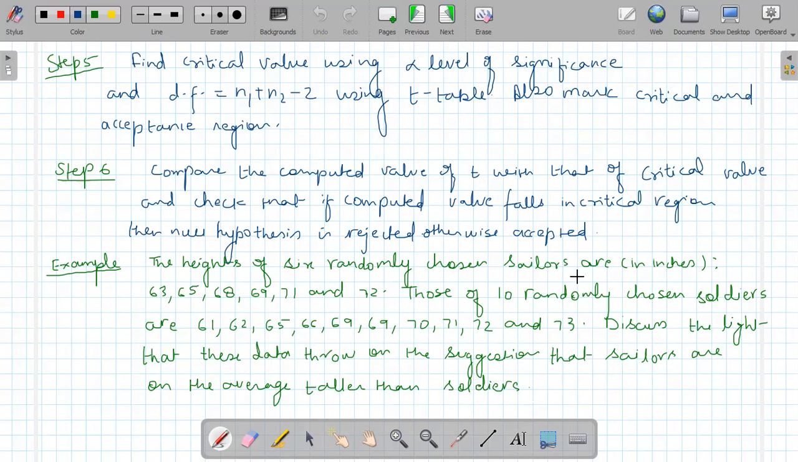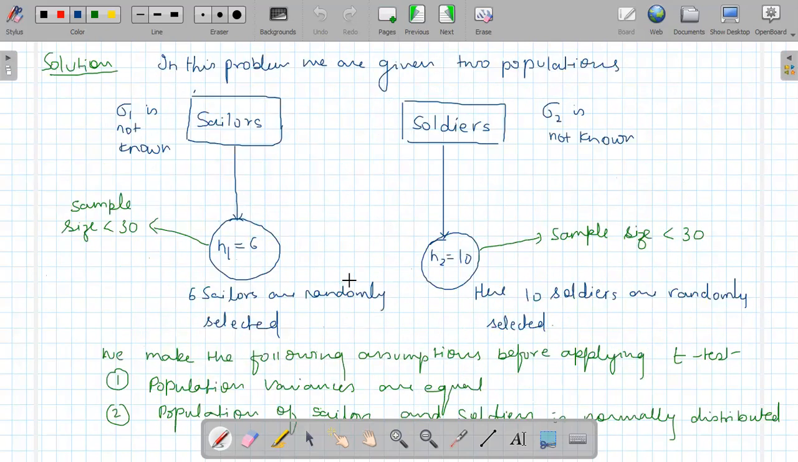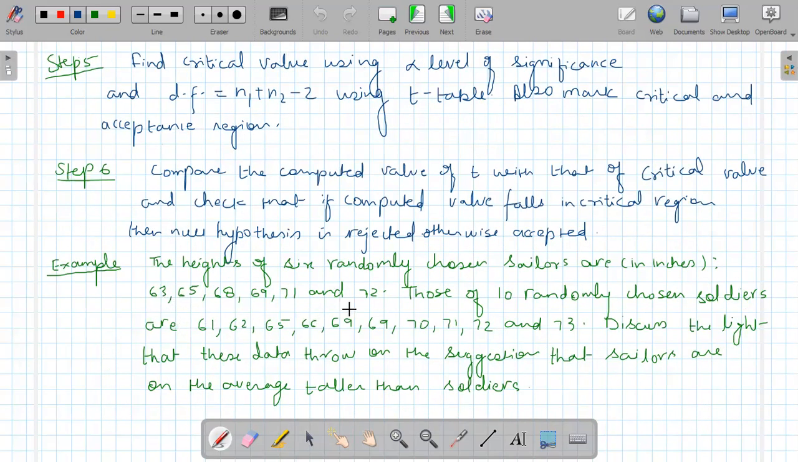Here we have two populations. One population is the population of sailors and second is the population of soldiers. From first population, 6 randomly sailors are selected, and from second population, 10 randomly soldiers are selected. So obviously the sample size is less than 30 here. Nothing is known about the population standard deviation, and their heights are noted. So from the samples, it seems that the height of sailors is greater than the height of soldiers. So we want to test this claim that whether our suggestion is correct or not.